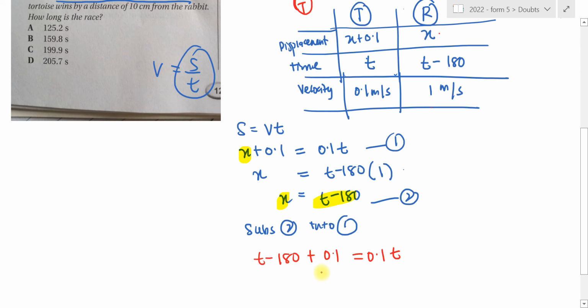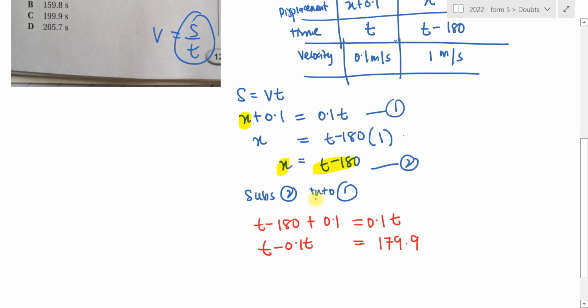Right, so let's arrange this. If I arrange this, I get t minus 0.1t equals negative 180 plus 0.1. Negative 180 plus 0.1 is negative 179.9, so I bring it over here as 179.9. So t minus 0.1t, that means 1 minus 0.1, I get 0.9t equals 179.9. And t equals 179.9 divided by 0.9.